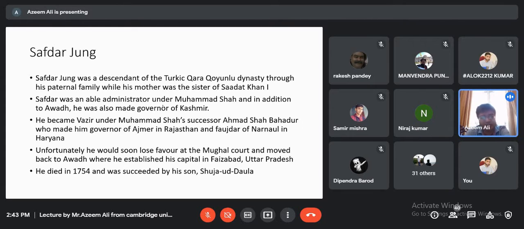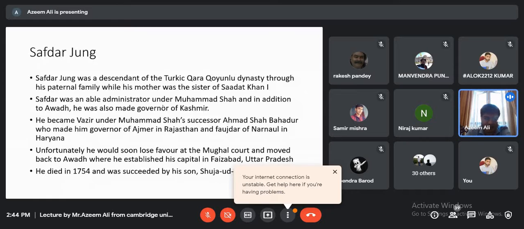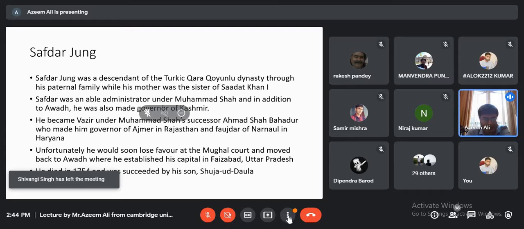Safdarjung was a descendant of the Turkic Karakoyunlu dynasty, which had ruled in northwest Iran in the 14th century, through his paternal line. And his mother was sister of Sadr Khan, which made him his nephew. Safdarjung was an able administrator under Muhammad Shah. In addition to Awadh, he was also made the governor of Kashmir. He became vizier under Muhammad Shah's successor, Ahmad Shah Bahadur, who made him governor of Ajmer in Rajasthan and Faujadar of Narnaul in Haryana.